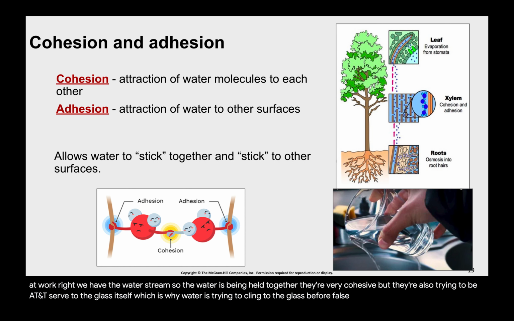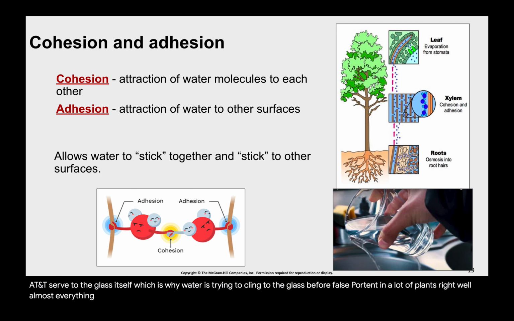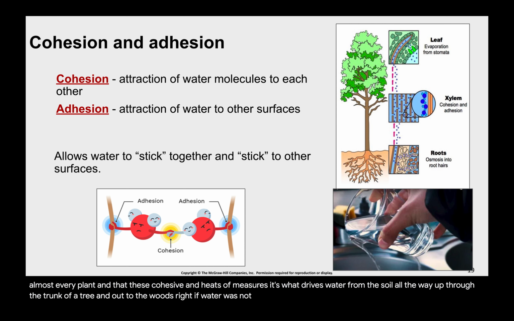It can also be very important in a lot of plants, right? Well, almost every plant. These cohesive and adhesive measures are what drives water from the soil all the way up through the trunk of a tree and out the leaves, right? If water was not cohesive, trees would have a really hard time pulling it up because the water molecules would not want to stick to each other.